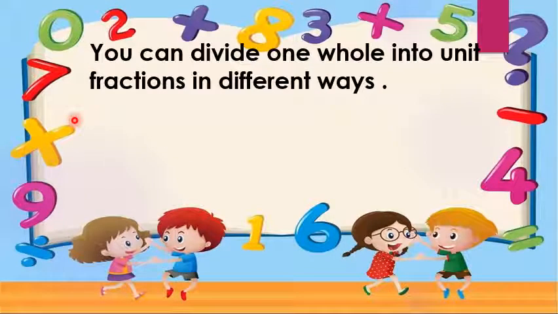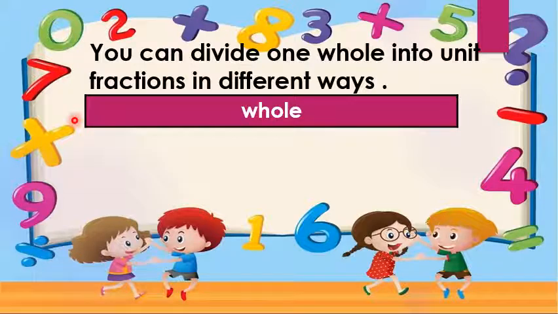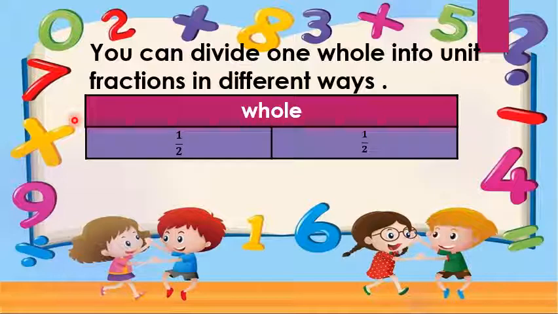You can divide one whole into unit fractions in different ways. How can we make this? If we have one whole, we can divide it into two equal parts. Of course. We have 2 halves. So the first part of 2 halves will be 1 of 2, because we have 2 parts and we take one of the 2 parts. We will write in numerator 1 and denominator 2. The next one will be 1 out of 2, numerator 1 and denominator 2.